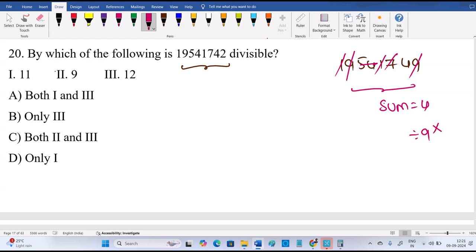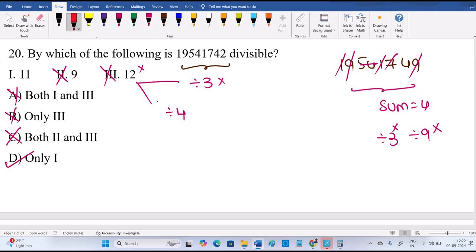So 2 fails. I don't want 2 in the options, so 2 fails. Divided by 9 fails. Divided by 12 also will fail actually. Divided by 9 fails, divided by 3 fails. So divided by 12 will fail because only if it is divisible by 3 and 4 will divided by 12 be satisfied. When this fails, this will fail. So I don't want 3 also in the options. So option D, we'll check divided by 11 now.